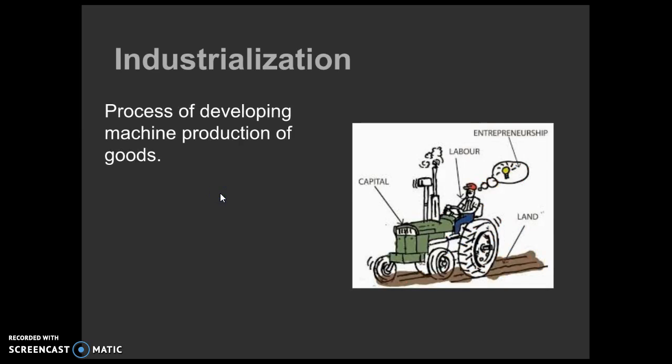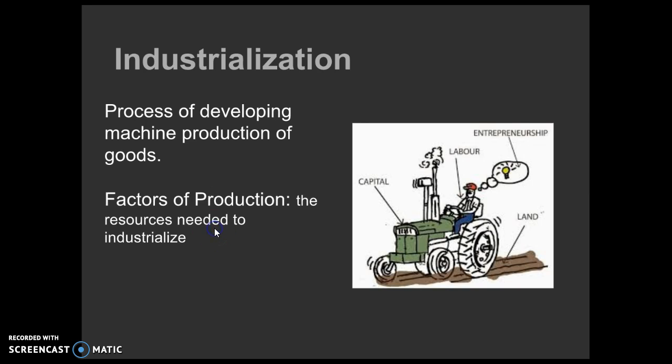So here's another definition you can pause and write down. Industrialization is the process of developing machine production of goods. And another definition you can write down, I'm going to pause again, is the factors of production. These are the resources that are needed to industrialize, and they are land, labor, and capital. You want to make sure you have those three things down. Those are the three factors of production.